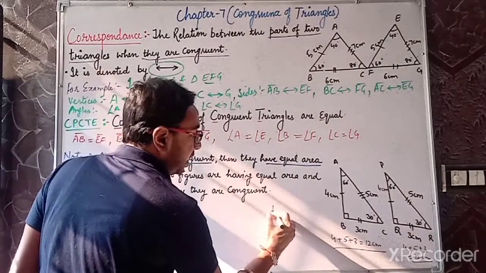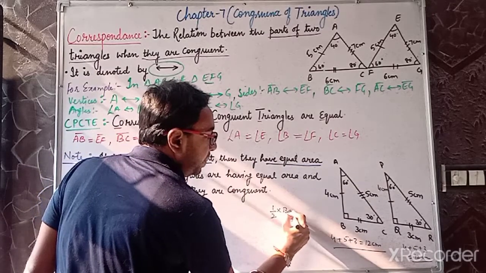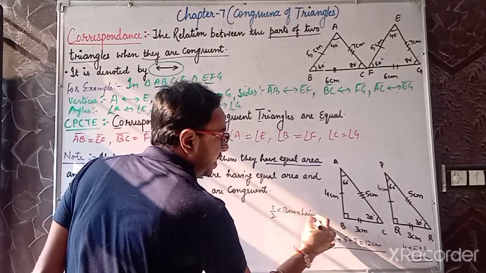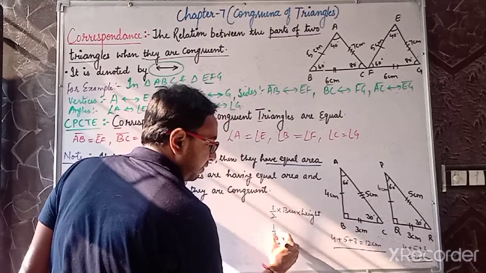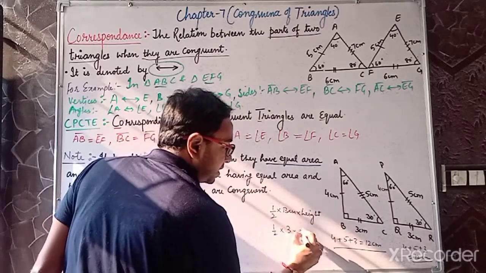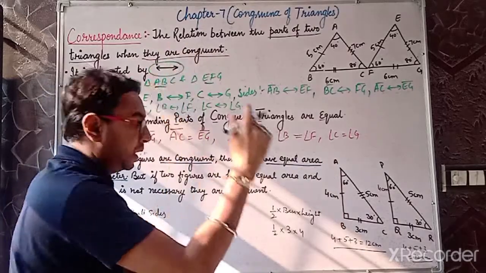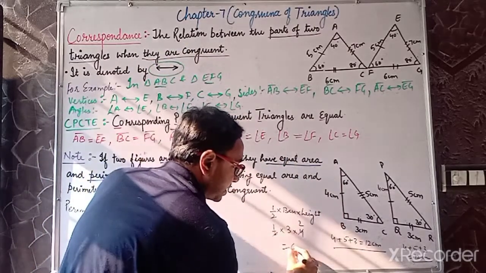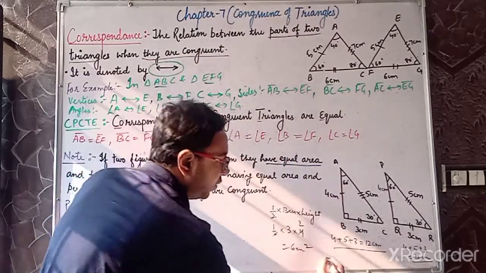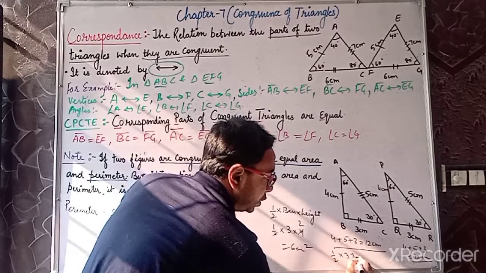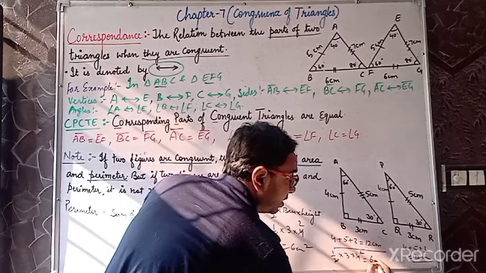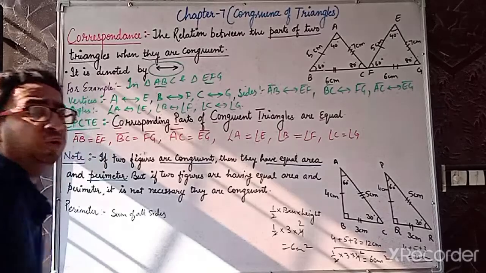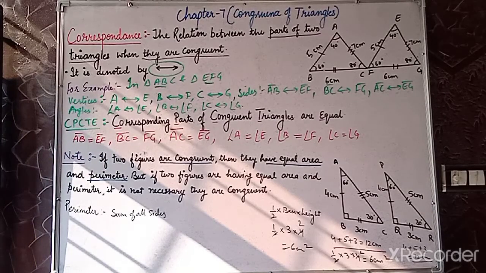If I talk about the area, area is half into base into height. What is the base? 3. What is the height? 4. Height is perpendicular. If I cut, I will be getting 6 centimeter square. Similarly for that, half 3 into 4, again I'm getting 6 centimeter square. Hence proof. It means if two triangles are congruent, the perimeter and area will definitely be equal.